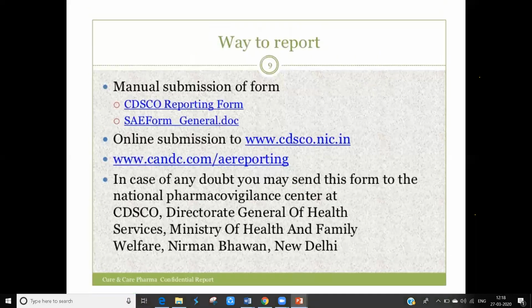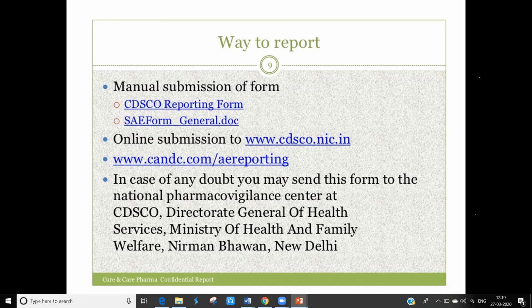Then how to report these adverse drug reactions? As I know, there are CDSCO forms available online. There is also a mobile app to report adverse drug reactions. It is very simple, they ask for the details.